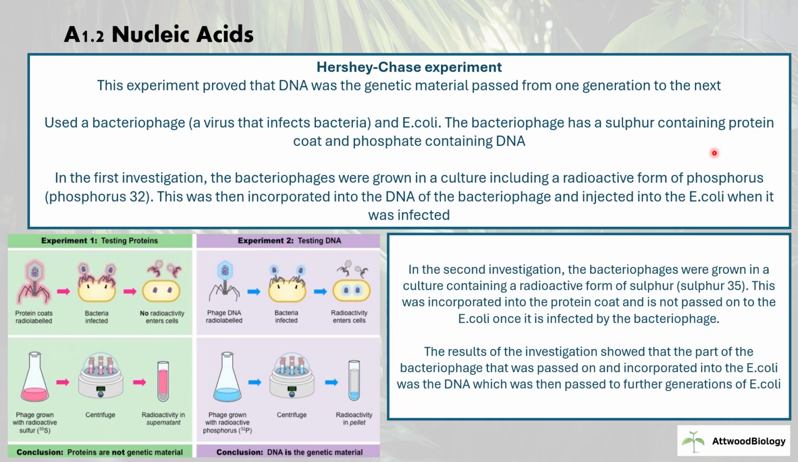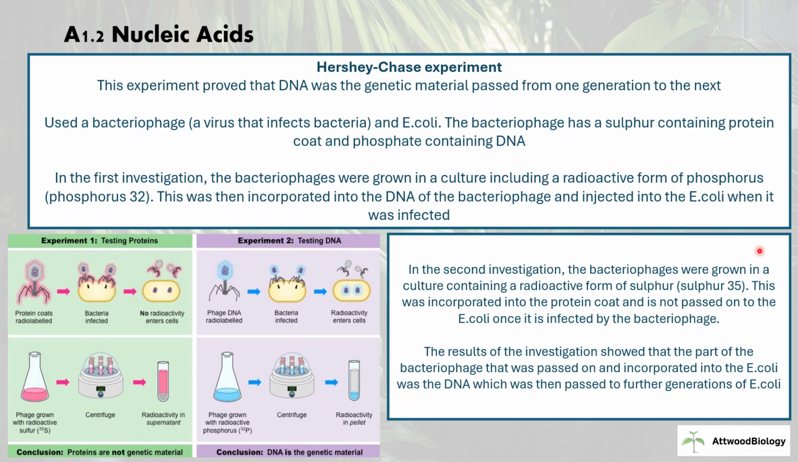In the second investigation, the bacteriophages were grown in a culture containing a radioactive form of sulfur, which was incorporated into the protein coat of the bacteriophage. Now, when the bacteriophage was mixed with the E. coli, that protein coat was not passed on to any subsequent generations of the virus.